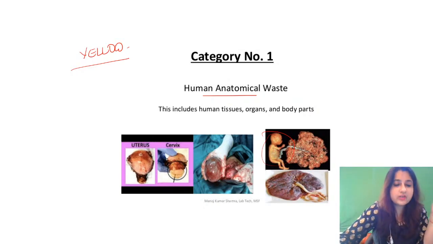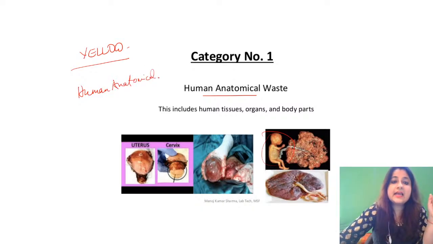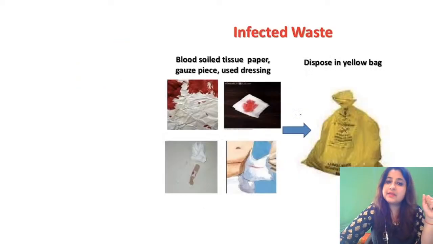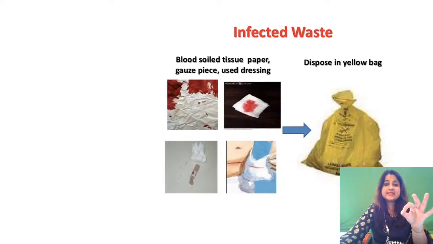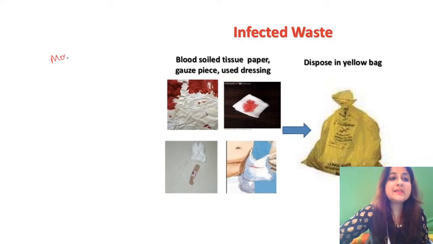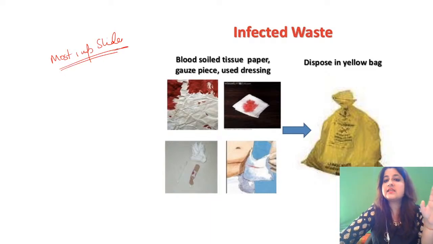So let's see what all goes into the yellow color bag. This is human anatomical waste. Okay, so human anatomical waste, human tissues, organs, body parts, even animal anatomical waste. This is one of the most important slides of the day, everyone. Most important slide. A lot of questions come from this.